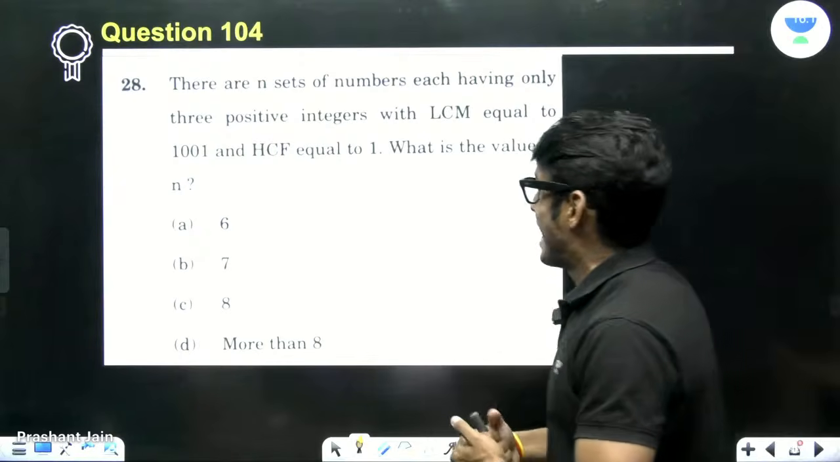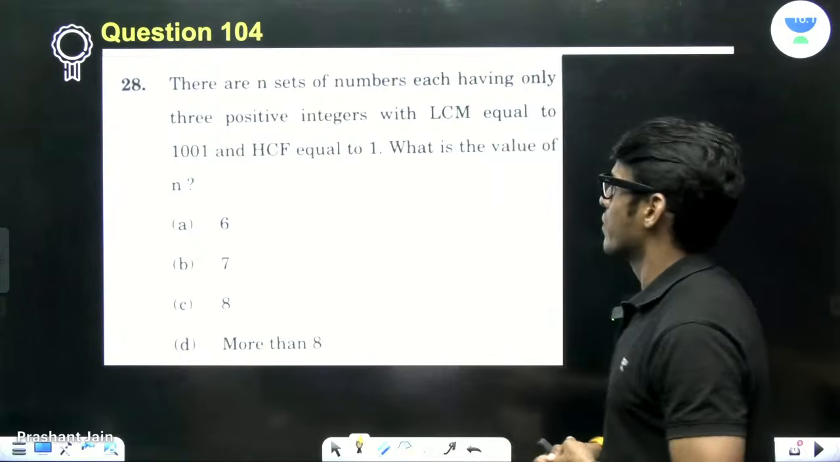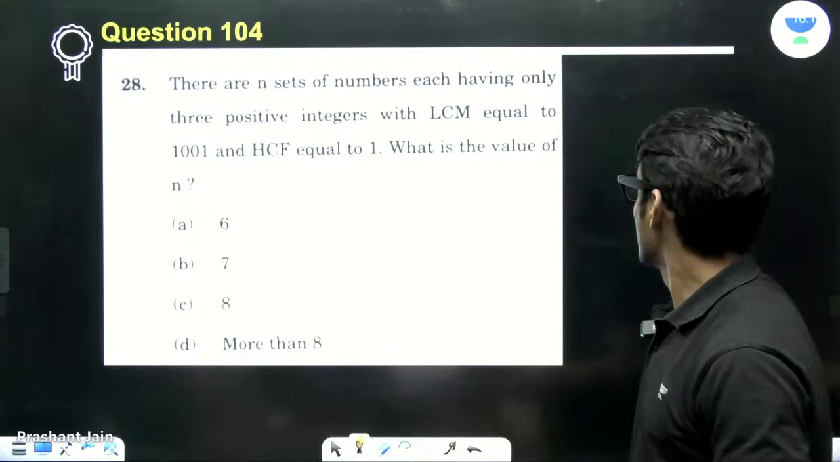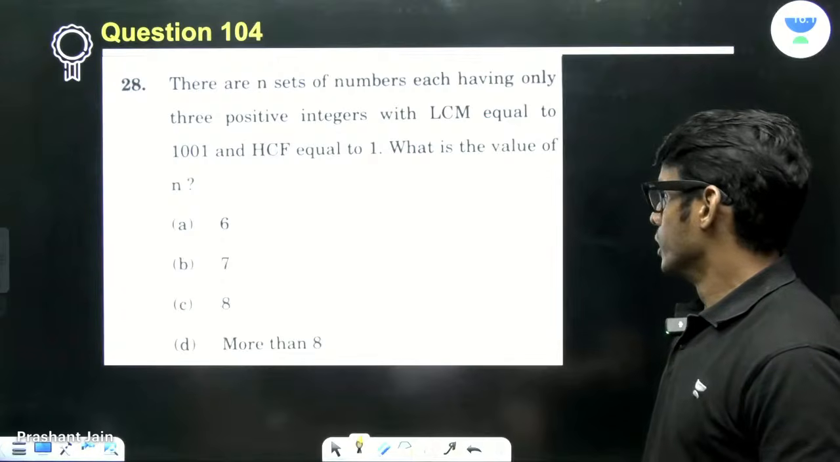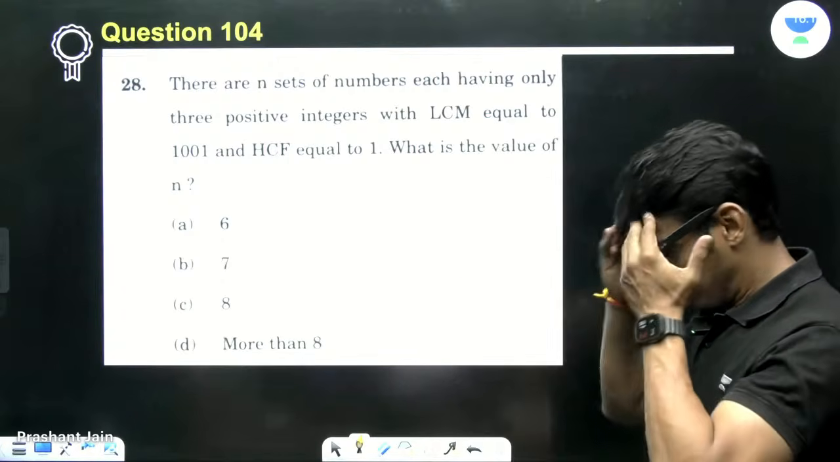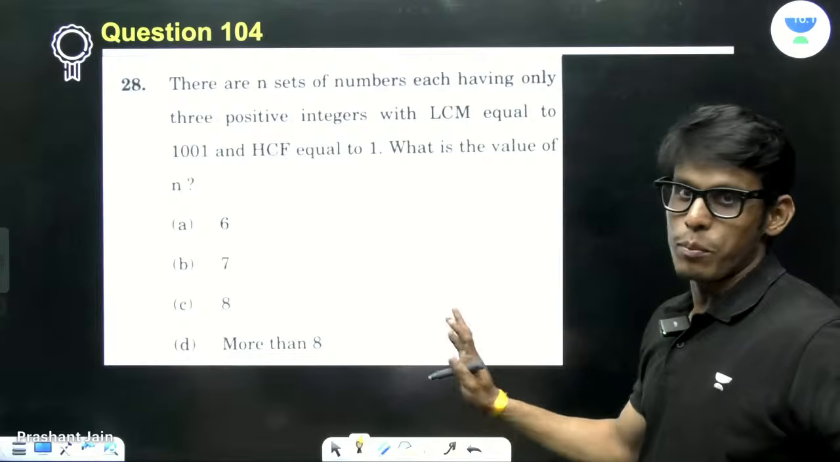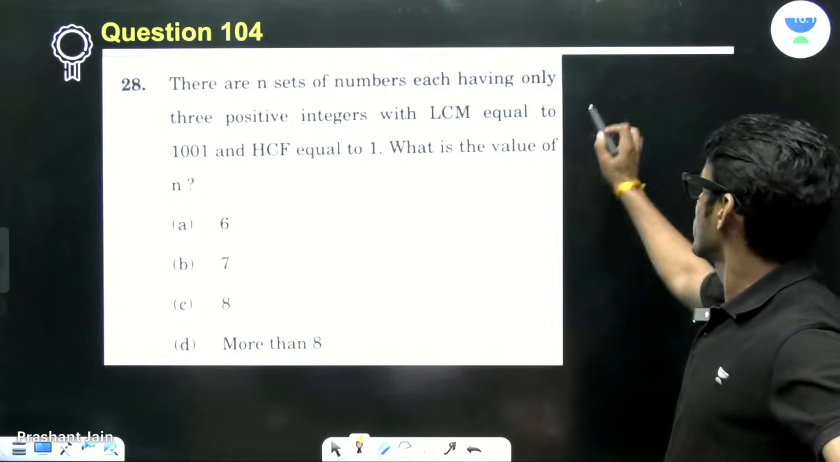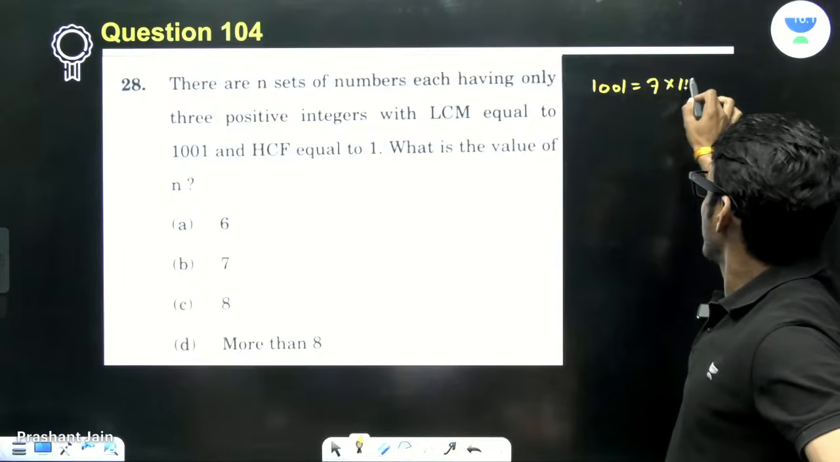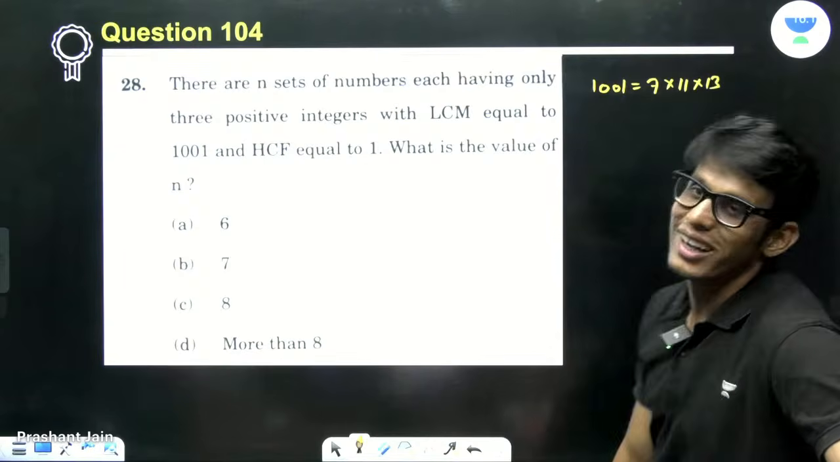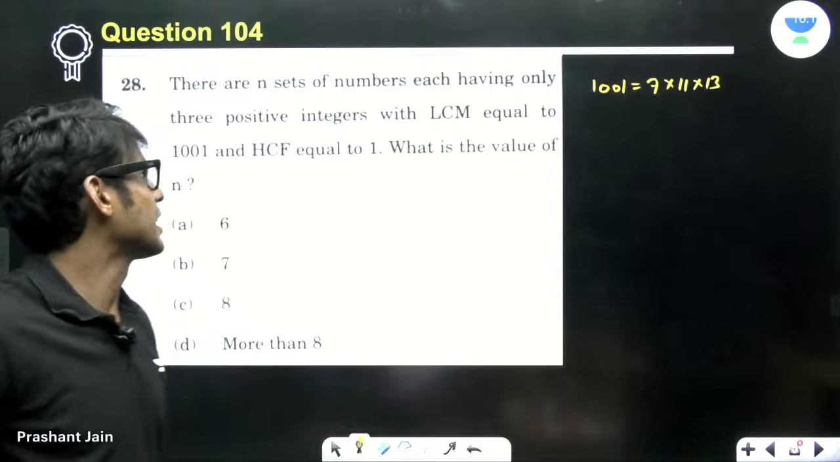Okay, there are n sets of numbers, each having only 3 positive integers with LCM equal to 1001 and HCF equal to 1. What is the value of n? And it has to be a skip problem, because 1001 you have to know that it is 7 times 11 times 13.